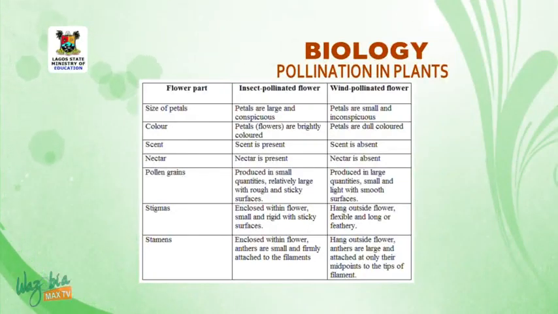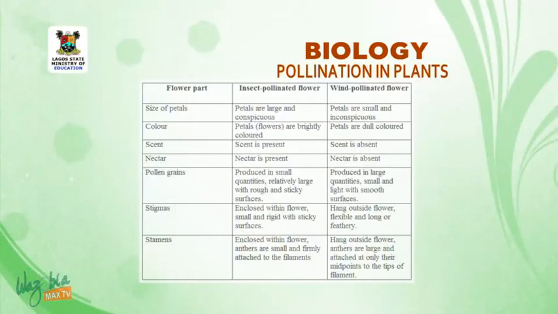And lastly, here I have stamens. Under insect-pollinated, stamens are enclosed within the flower. Anthers are small and firmly attached to the filaments. Under wind-pollinated, stamens hang outside the flower. Anthers are large and attached at only their midpoints to the tips of the filaments.